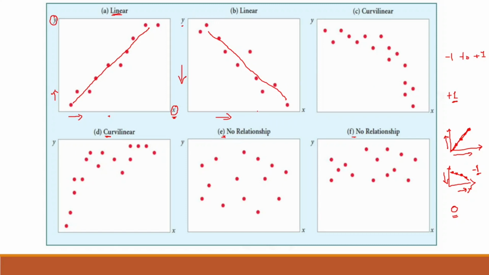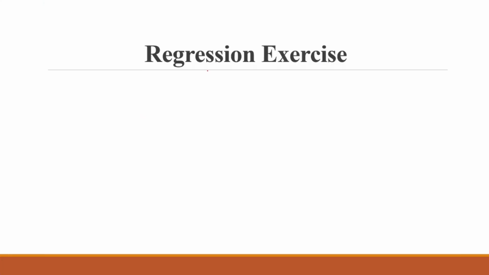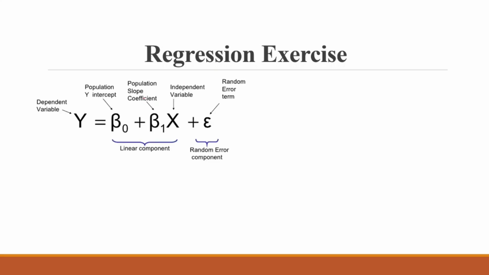With this I should be able to predict the dependent variable from the independent variables. Now let us look into some regression exercise, but before that we should know the formulas: how to calculate the dependent variable from the independent variable. So let us examine the formula first. That formula is here.